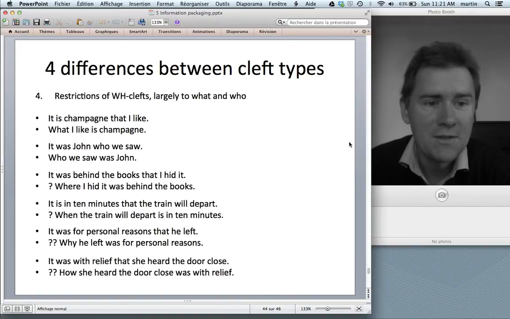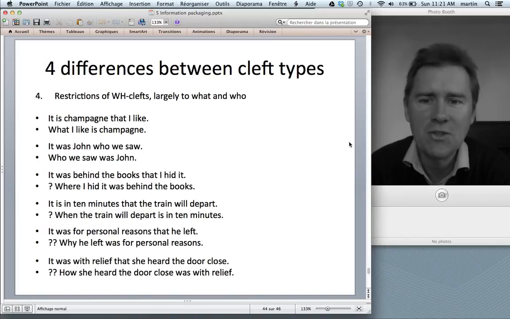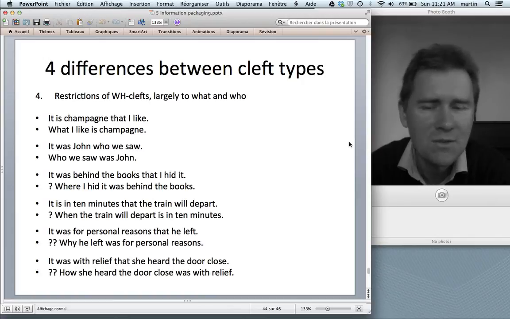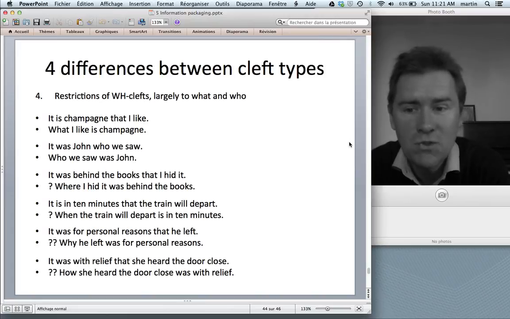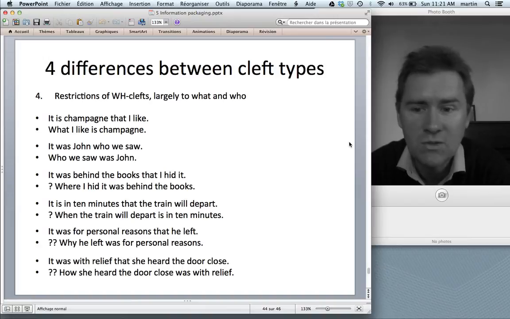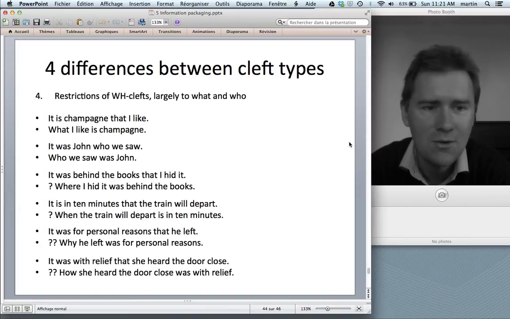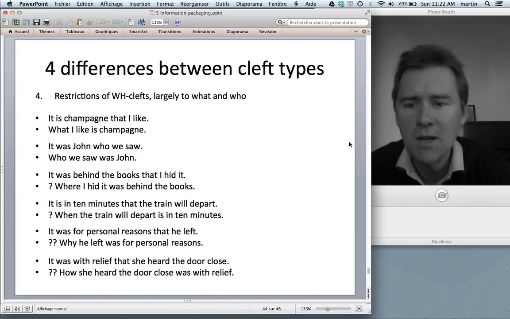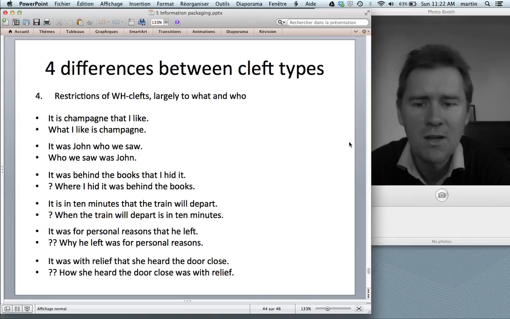A fourth difference is more down-to-earth grammatical, namely there are restrictions on WH clefts. There are only so many WH words, and even so, WH clefts are largely restricted to sentences with what and who. So, it's champagne that I like corresponds to what I like is champagne. It was John who we saw corresponds to who we saw was John. But then, you have all sorts of IT clefts that correspond to rather dubious examples of WH clefts. It was behind the books that I hid it. Where I hid it was behind the books.